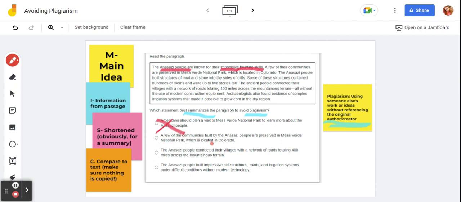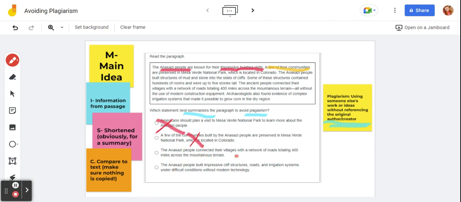A few of the communities built by the Anasazi people are preserved in Mesa Verde, which is located in Colorado. Now, that is part of what's in the information, but check this out. A few of their communities are preserved in Mesa Verde National Park, which is located in Colorado. A few of the communities are preserved. There's too many words that match here, right? Comparing it to the text, there's too many of these words that are exactly the same. So because they're so close together, that's plagiarism. That is copying from the text, and that would not be a very good summary.